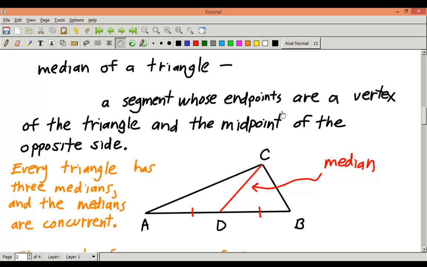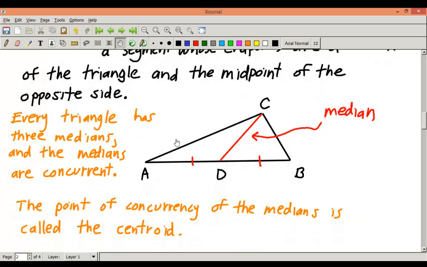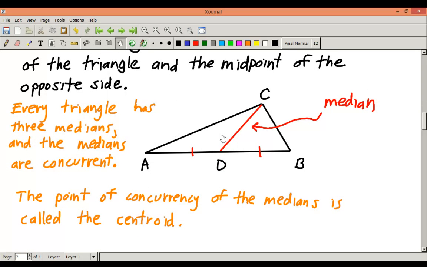So every triangle has three medians, and the medians are concurrent. When you draw them in a triangle, they come together at a single point. And that point where they come together, you'll see this here in a minute, is called the centroid. So the centroid is the name for the point of concurrency for the three medians of a triangle.